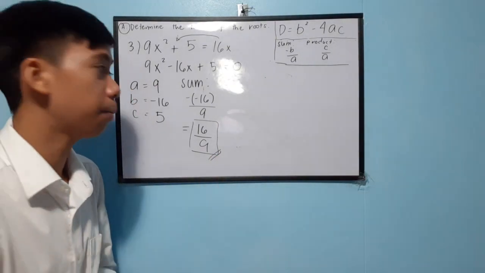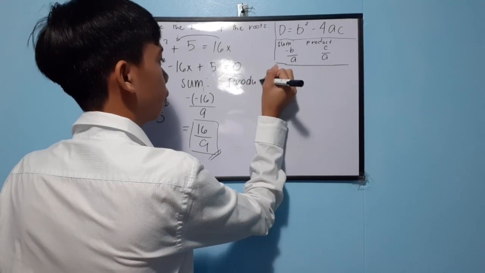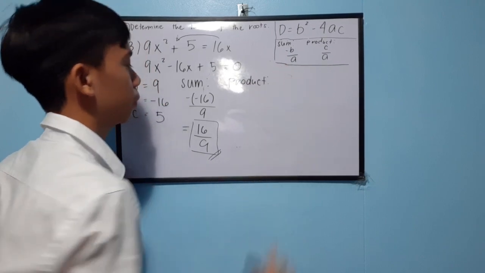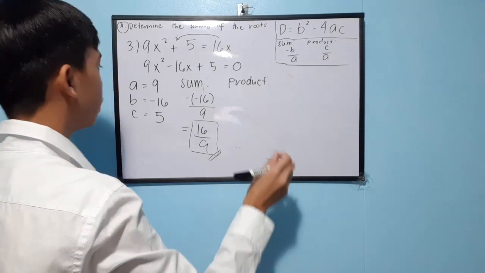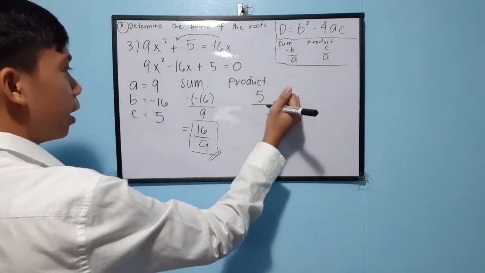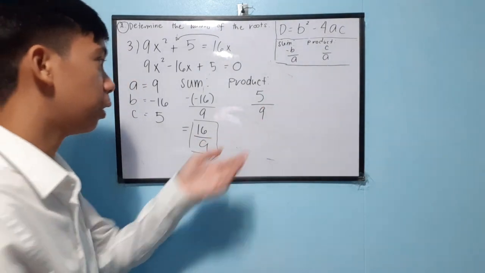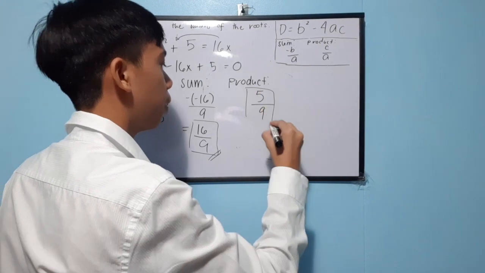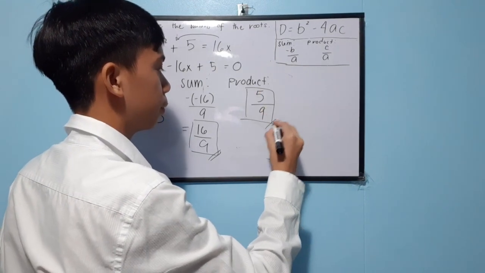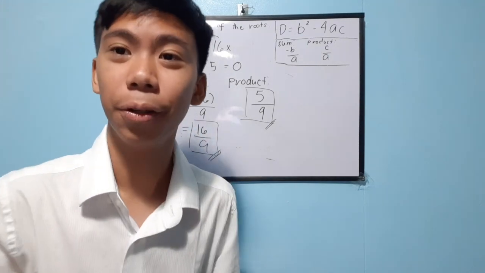Now, let's find the product. So now we need to use this. C is 5 and A is 9. So now this is already the final answer for the product. Now, let's move on to the next example.